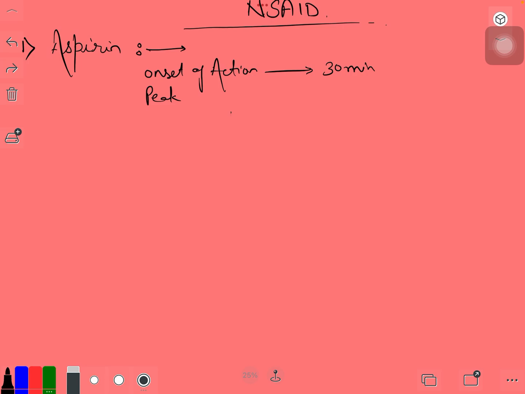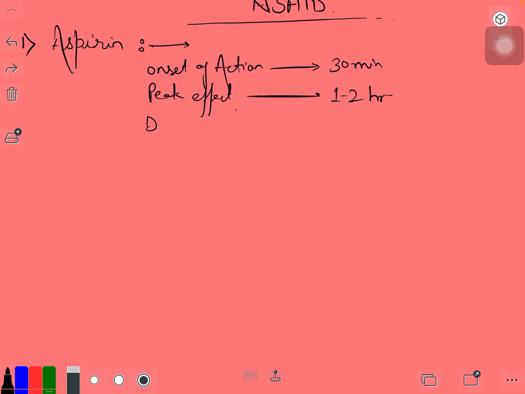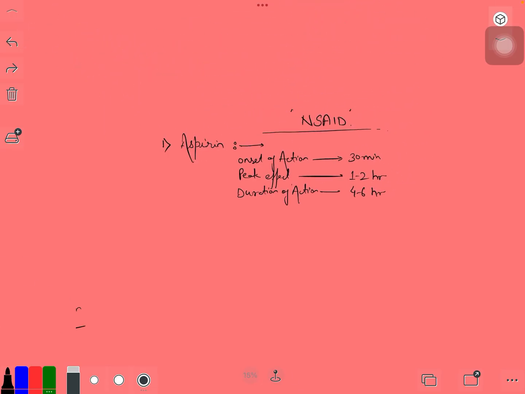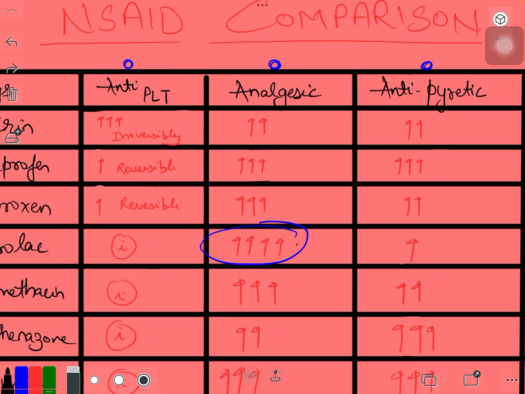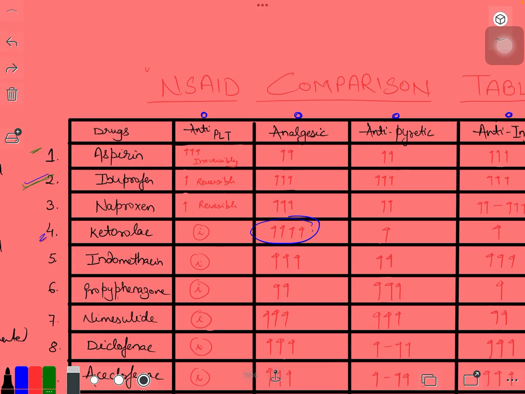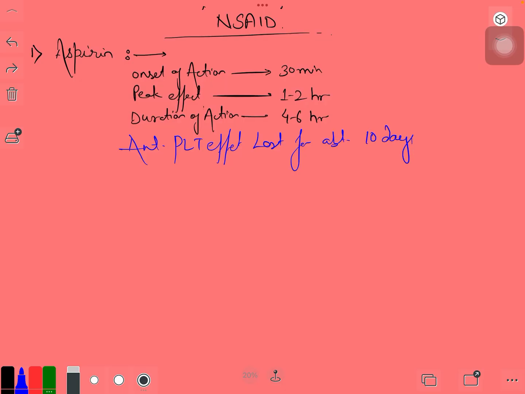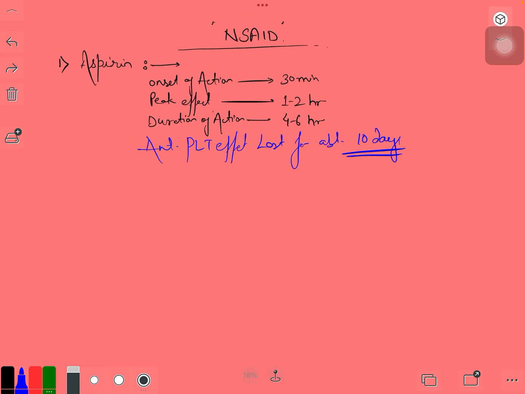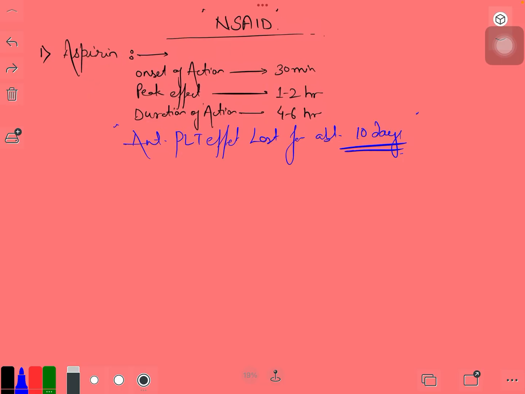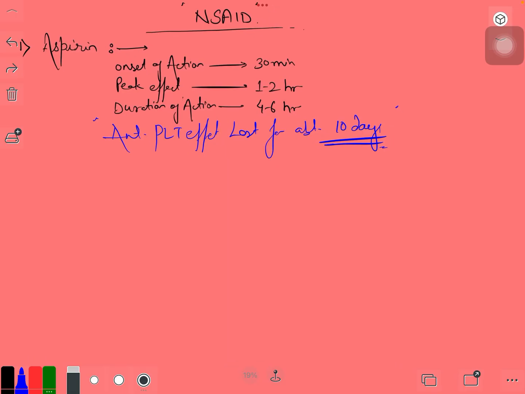And the drug's peak effect you can observe within 1 to 2 hours. And the whole duration of action is somewhere around 4 to 6 hours, right? And we just said that it has the best antiplatelet effect and it affects irreversibly. This irreversible antiplatelet effect lasts for about 10 days, because it is an irreversible drug, so a new platelet has to be formed. And it roughly takes about 10 days to produce a new batch of platelets.